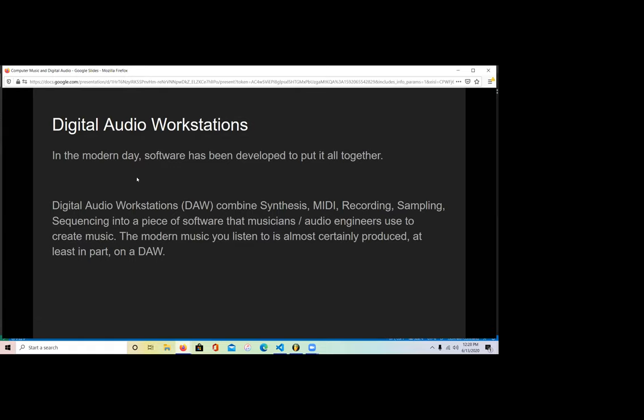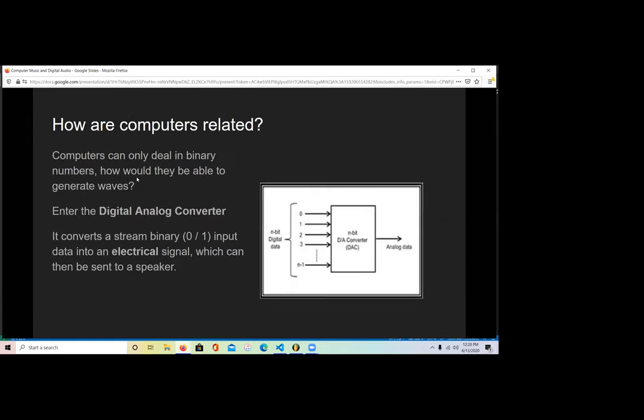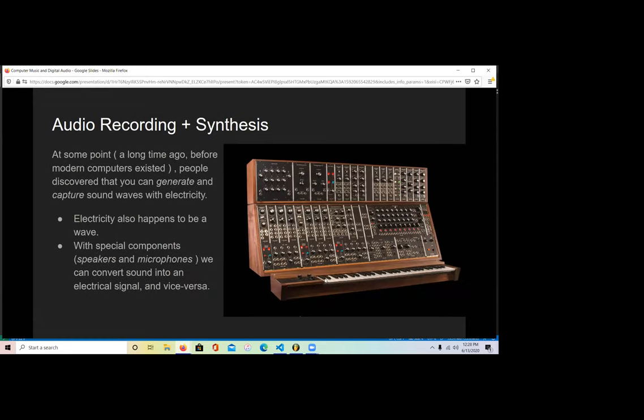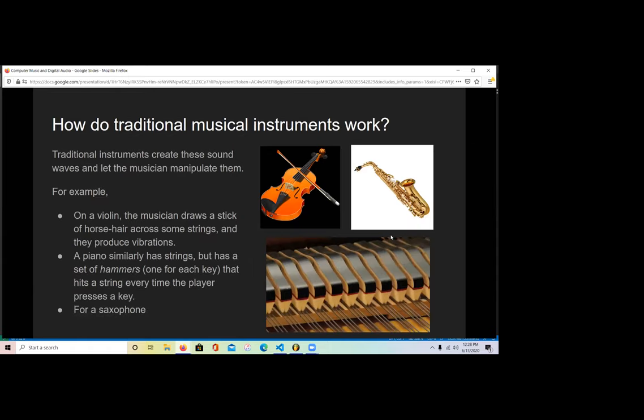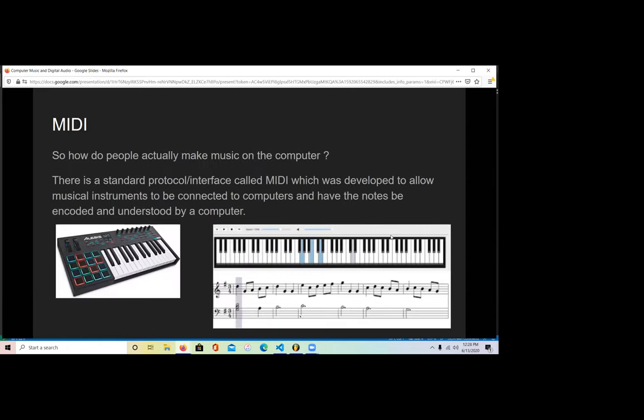In the modern day, we have software that's been developed to put all the things I mentioned together, and some more. So you have MIDI, something you can use to input audio. You have synthesis, something you use to generate different types of sounds. You have different types of virtual instruments. You have something I haven't mentioned so far, which is rhythm. When you make music, it's not just a bunch of notes. You also have to put them in time.